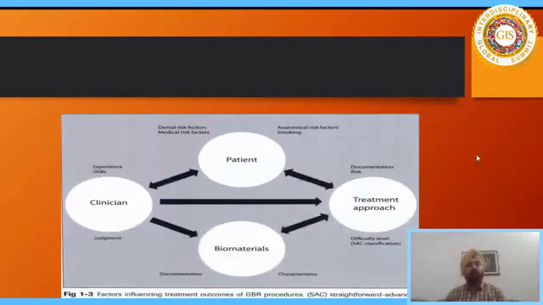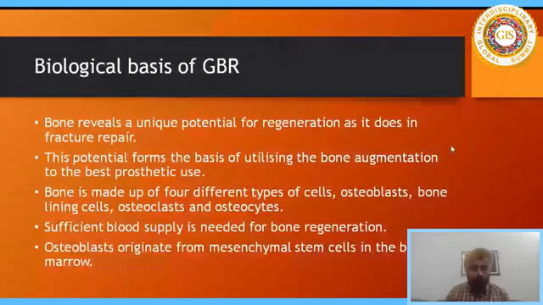What is the biological basis of GBR? Bone has a unique potential for regeneration, as it does in fracture repair. This potential we utilize as the basis of bone augmentation for the best prosthetic use. Bone is made up of four types of cells: osteoblasts, bone lining cells, osteoclasts, and osteocytes. Sufficient blood supply is always needed for bone regeneration. Osteoblasts originate from mesenchymal stem cells in the bone marrow.